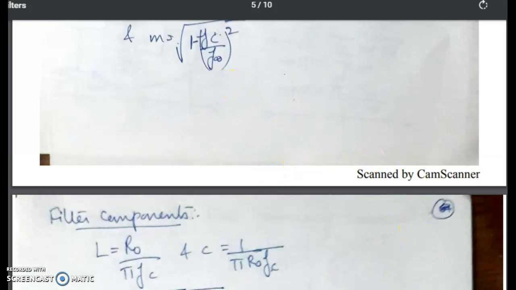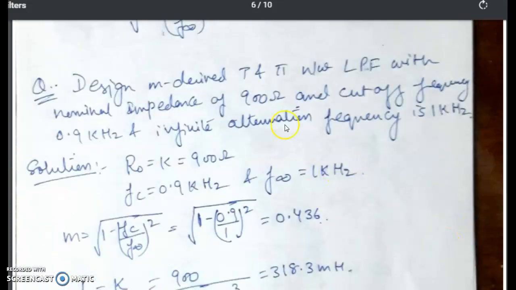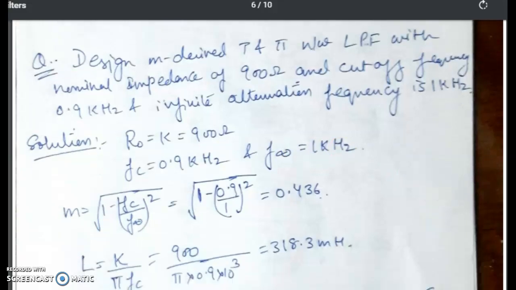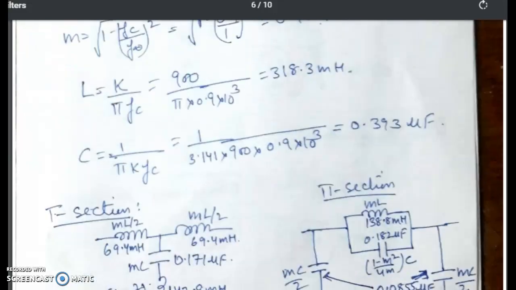So suppose we have to design a low pass filter whose nominal impedance is given as 900 ohm, cutoff frequency of 0.9 kHz, and infinite attenuation frequency is 1 kHz. So when we solve it, we see that K is equal to 900 ohm, cutoff frequency is given as 0.9 kHz and frequency of maximum attenuation is given as 1 kHz. So when we find the value of M, it comes to be 0.436, inductance value is 318.3 millihenry and capacitance value will come as 0.393 microfarad.